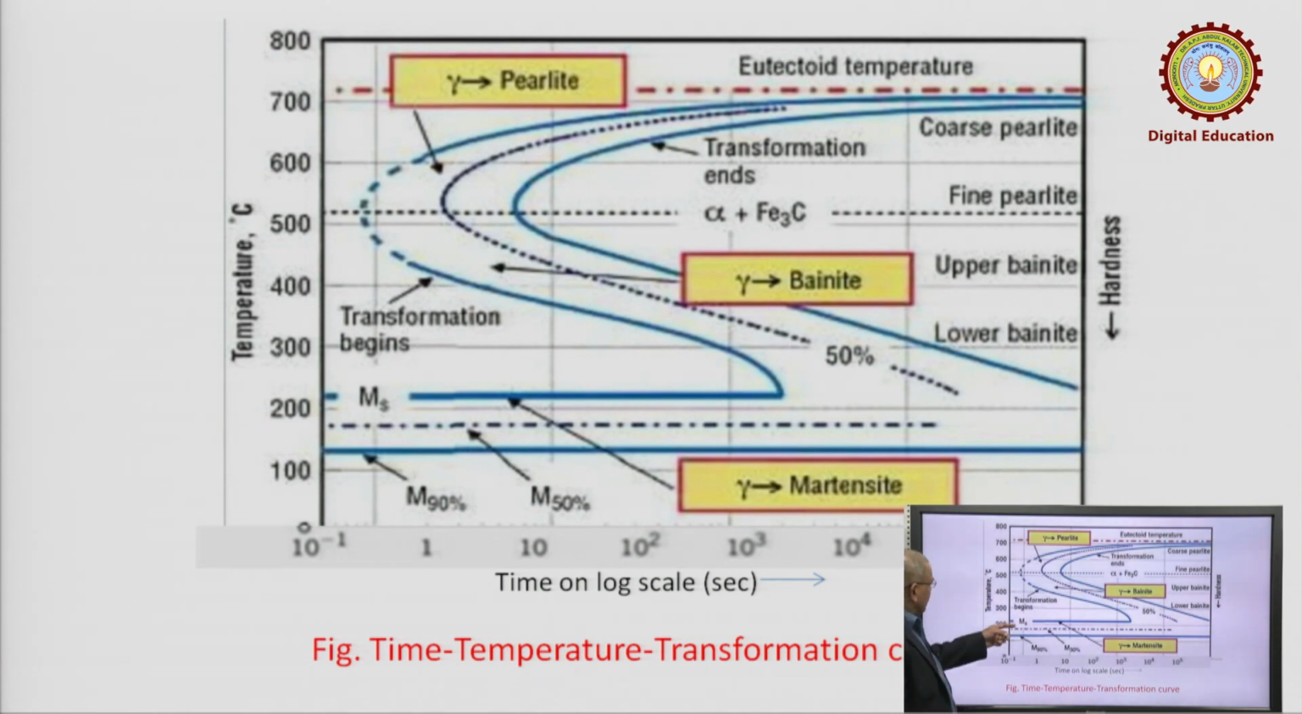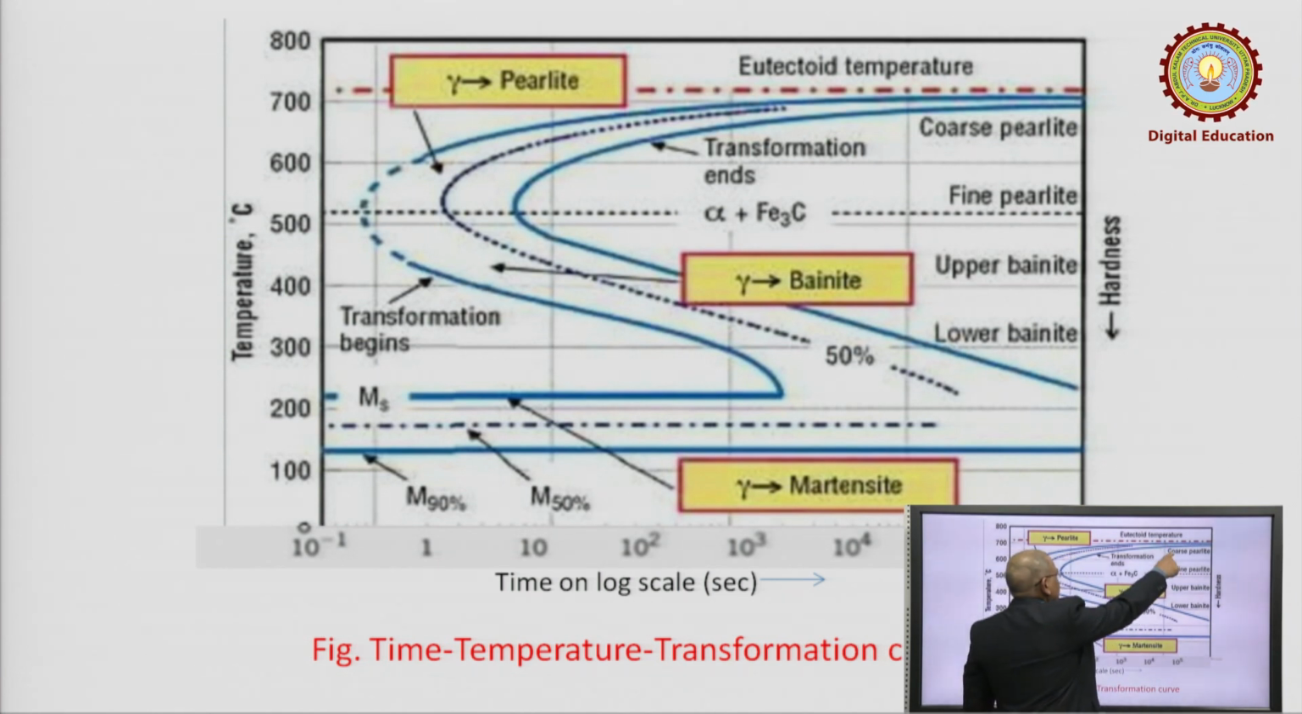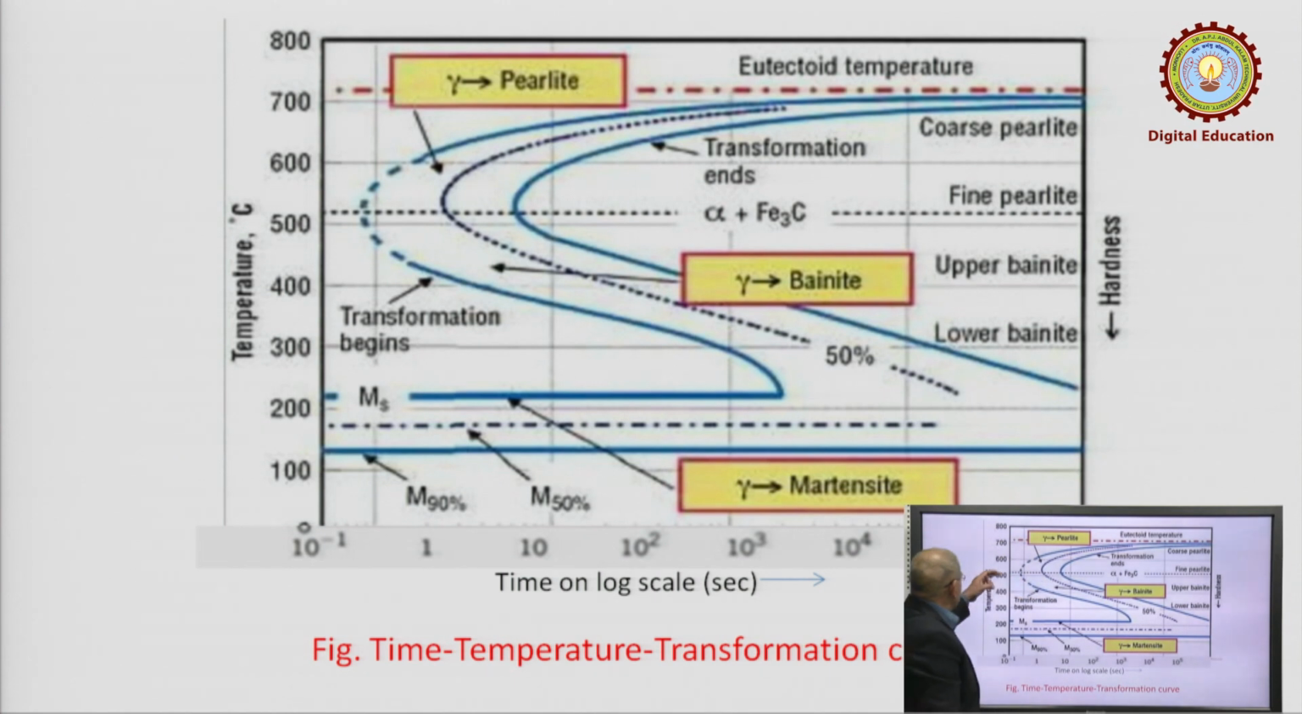Again you will find here two letters, MS and MF. MS means martensite formation starts, MF martensite formation finished, on the upper side MS, on the lower side MF. When this austenite is getting converted according to the rate of cooling, you will be getting another structure, that is pearlite. On the upper side you will be getting coarse pearlite, and to the lower side fine pearlite, and the corresponding temperature is approximately 525 degrees centigrade.